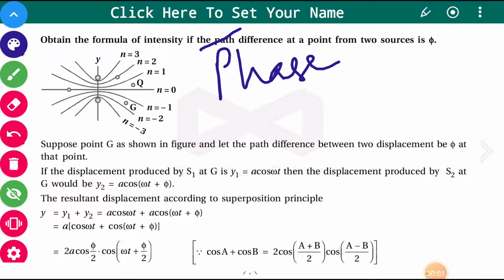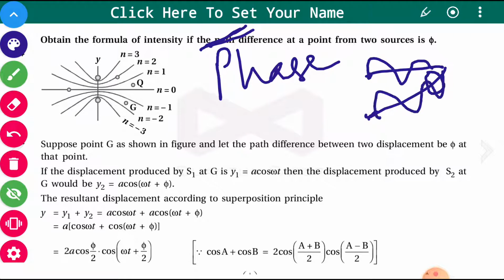Further, for the formula of intensity, try to understand that the phase difference at any point from two sources is phi. Say for example there are two sources and this is the point in the medium where the two waves are reaching, and the phase difference between these two waves is phi, and for that we shall find a general formula for intensity. It is the phase difference that we have to keep in mind.